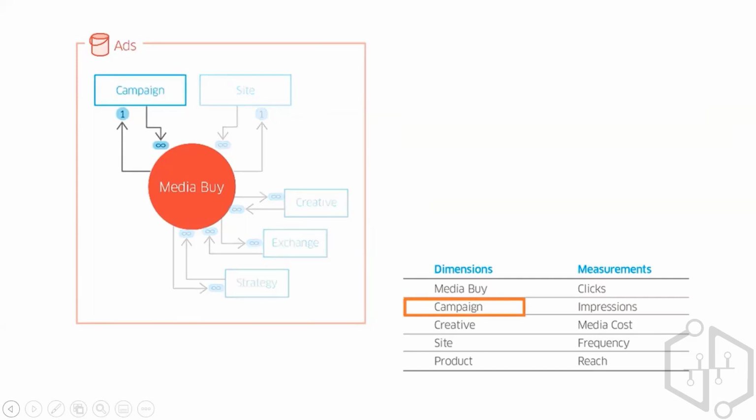Let's take one of the dimensions in the ads data set called campaigns, and let's see how a campaign is related to a placement. Okay, so one campaign can be related to multiple media buys, right? So a single campaign can be advertised in multiple placements, but one placement is attributed to only one campaign. Correct?